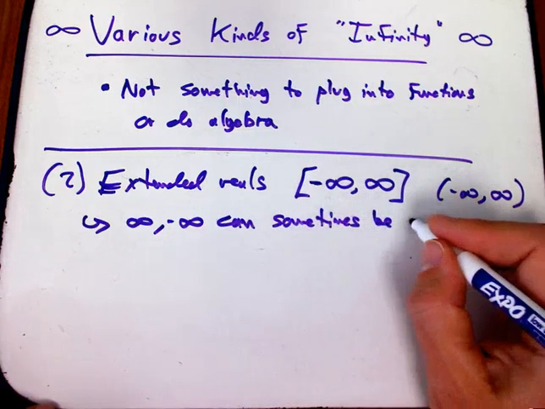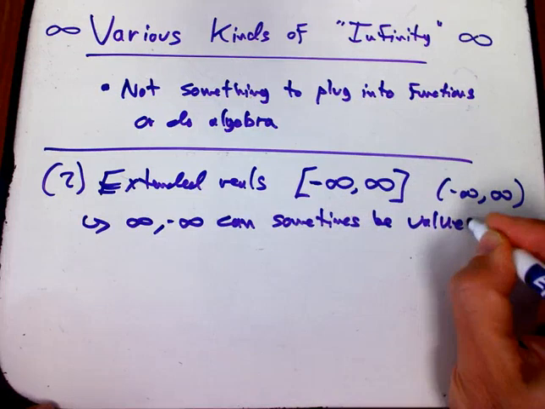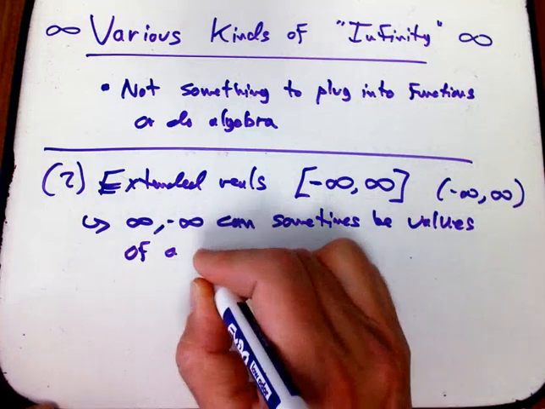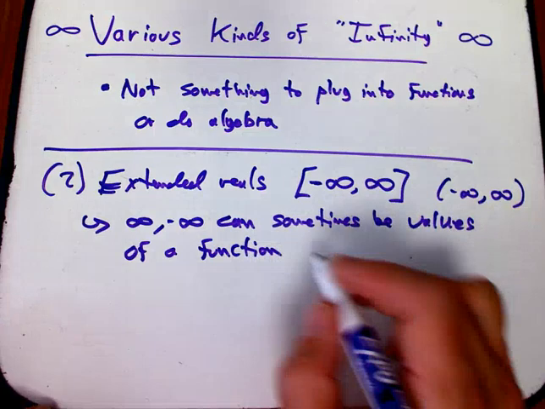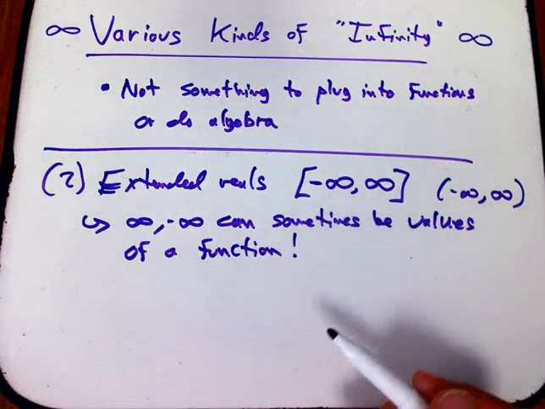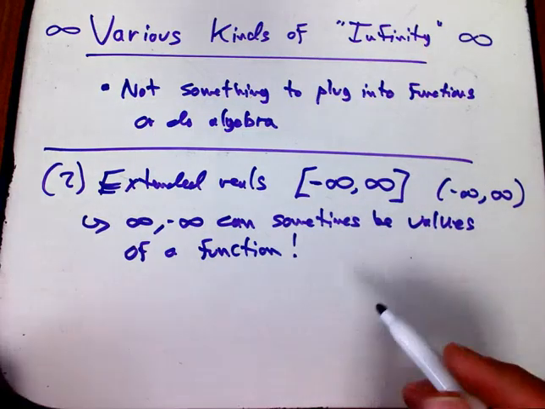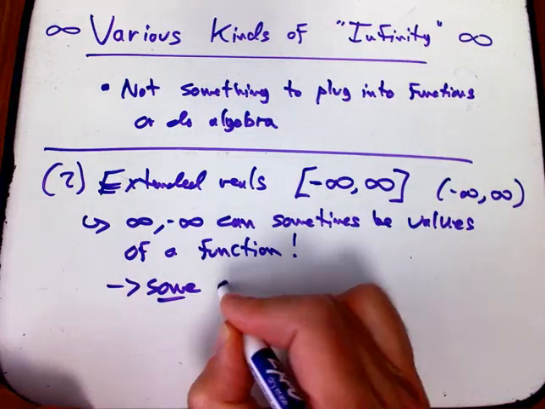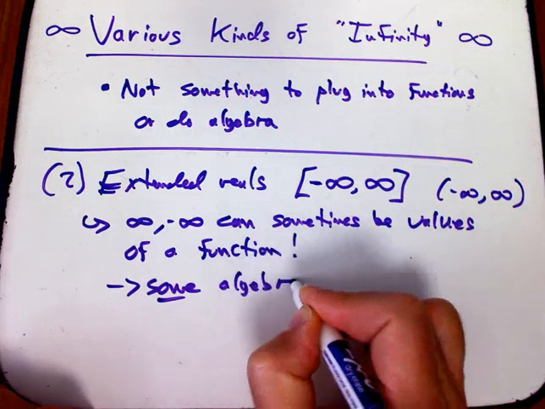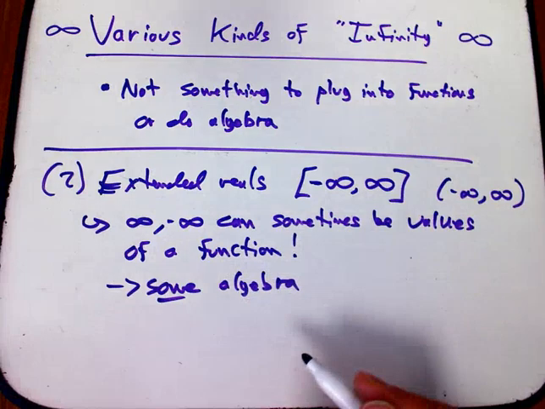Okay, so in this world, infinity and minus infinity can sometimes, in special cases, be the values of a function. They can be the outputs. They're not usually the inputs in this world, but they can be. But they're more often seen as values, outputs of some function. And you can do some limited algebra with them, and I'll come back to that and give you some warnings at the end of this part.